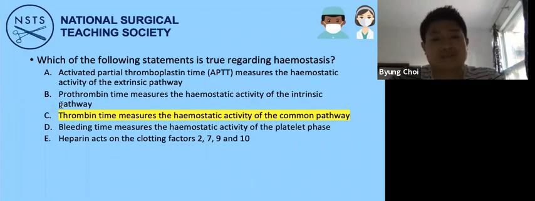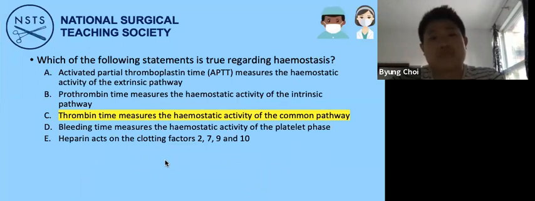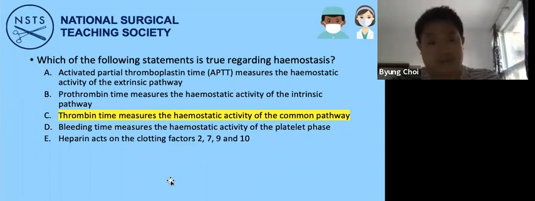Going back to this, APTT measures the hemostatic activity of the extrinsic pathway. From this diagram, we know the extrinsic pathway includes the tissue factor and factor 7 primarily, so that can't be true. Prothrombin time measures hemostatic activity of the intrinsic pathway, and again is incorrect because APTT measures the intrinsic pathway and prothrombin time measures the extrinsic pathway. Those are the inverse of each other and should be the other way around.